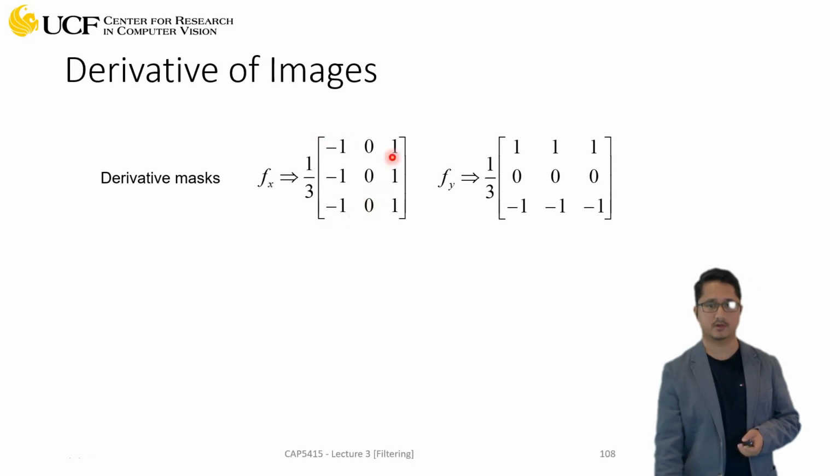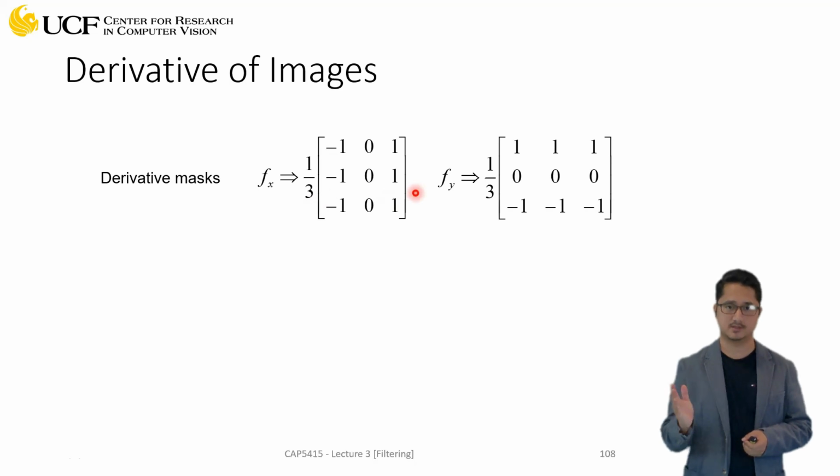So this is kind of a derivative mask which can be used to compute edges in the x direction. And you can see that the values are changing as we are moving from left to right. So it's going from -1, 0, and 1. So this is going to give you edges in the x-axis.